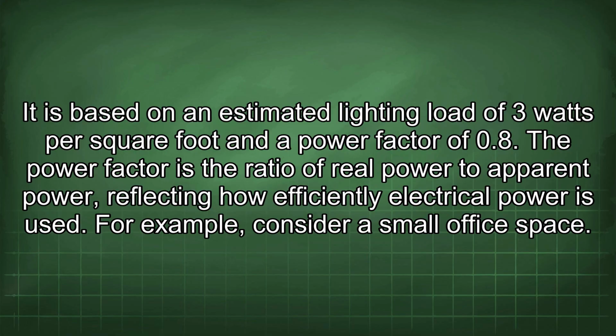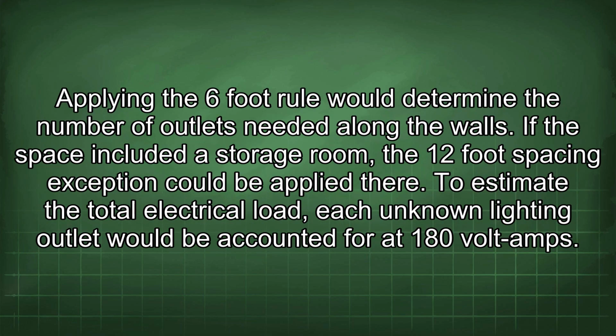For example, consider a small office space. Applying the 6-foot rule would determine the number of outlets needed along the walls. If the space included a storage room, the 12-foot spacing exception could be applied there. To estimate the total electrical load, each unknown lighting outlet would be accounted for at 180 volt amps.